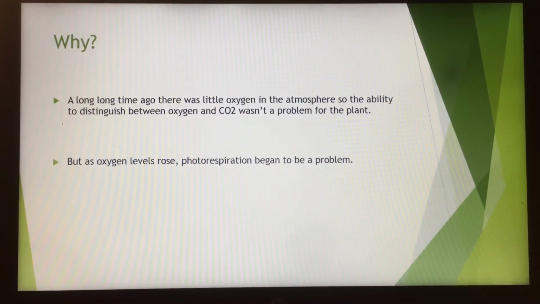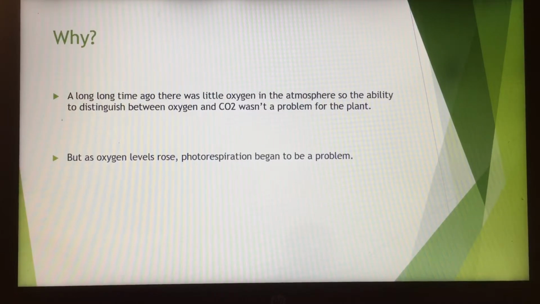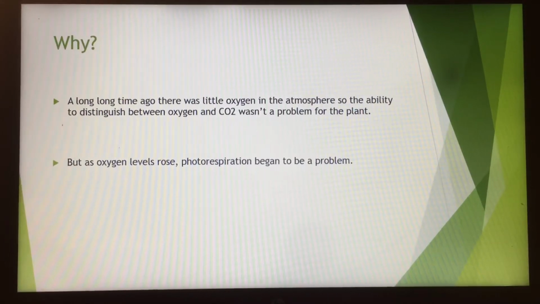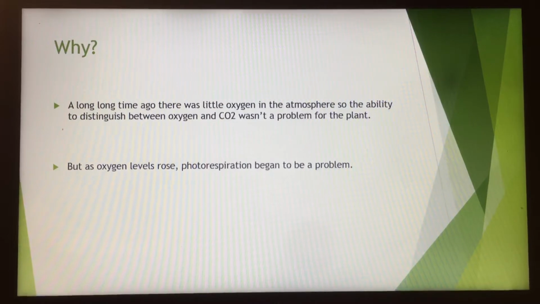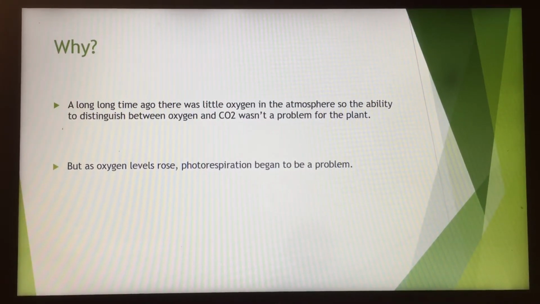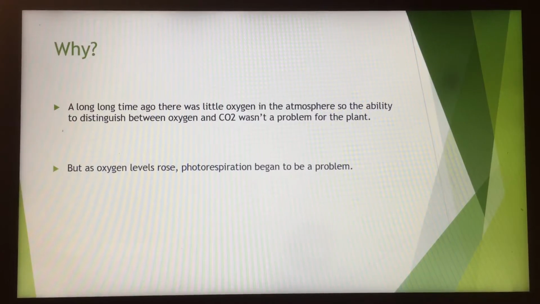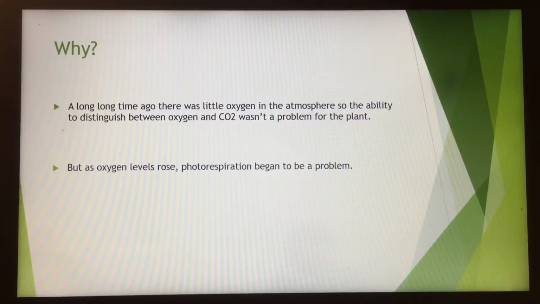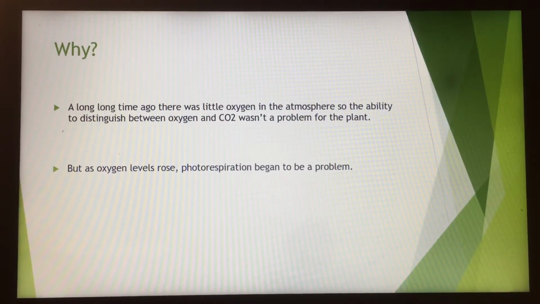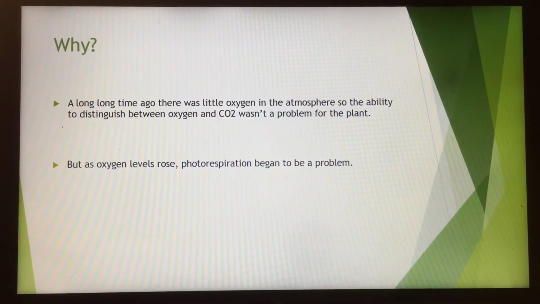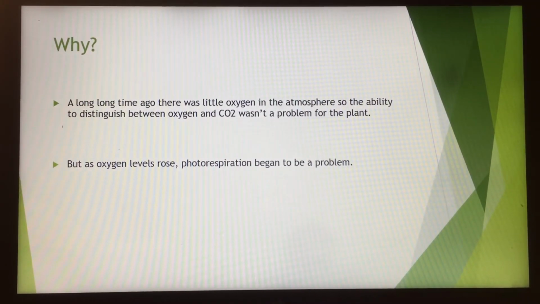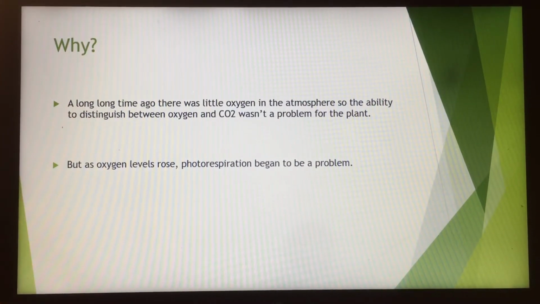Okay, so you're probably asking, why do plants go through photorespiration if it's such a negative effect? Well, it's been said that a long time ago there was little oxygen in the atmosphere, so the ability to distinguish between oxygen and carbon dioxide wasn't a problem for the plant. But as oxygen levels rose, photorespiration began to be a problem, which is kind of hard to believe, but we're uncertain on that part.